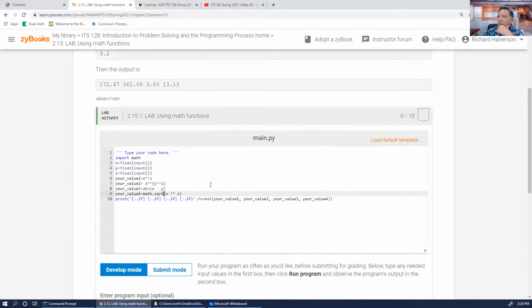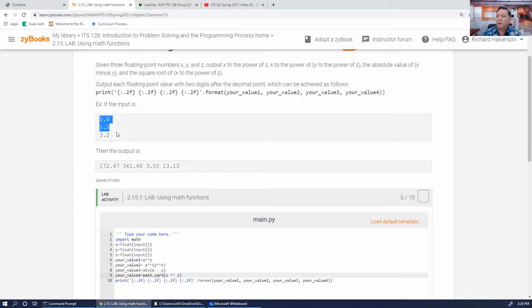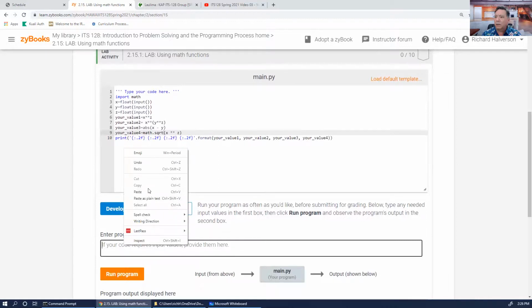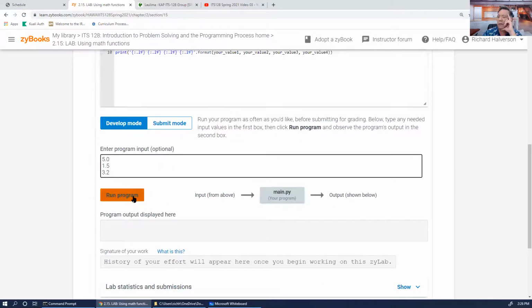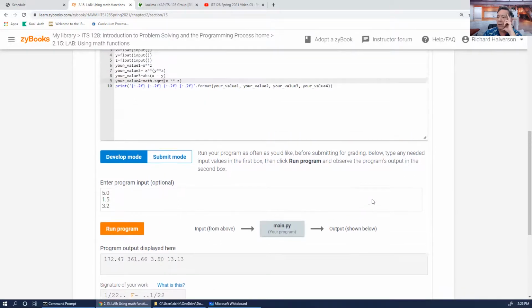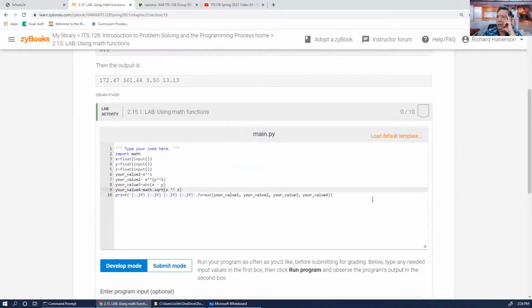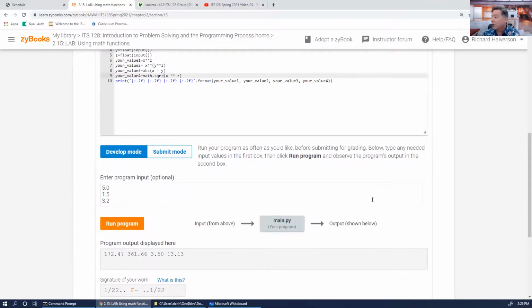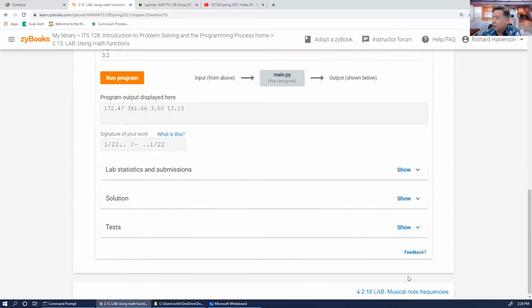Oh, I got to put numbers in here. Let's see. Copy, paste, run program. Well, that was pretty easy. All right, what's next?